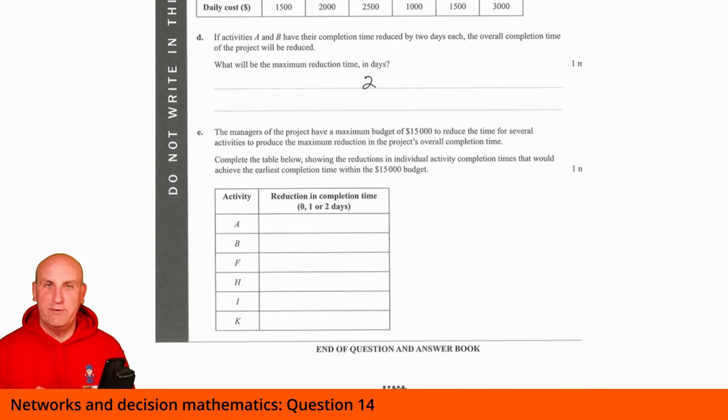Okay, here we are. We're at the crashing question. Didn't we just know this was going to come? Right, the managers of the project have a maximum budget of $15,000. To reduce the time for several activities, to produce the maximum reduction in the project's overall completion time. Complete the table below showing the reduction in individual activity completion times that would achieve the earliest completion time within the $15,000 budget.